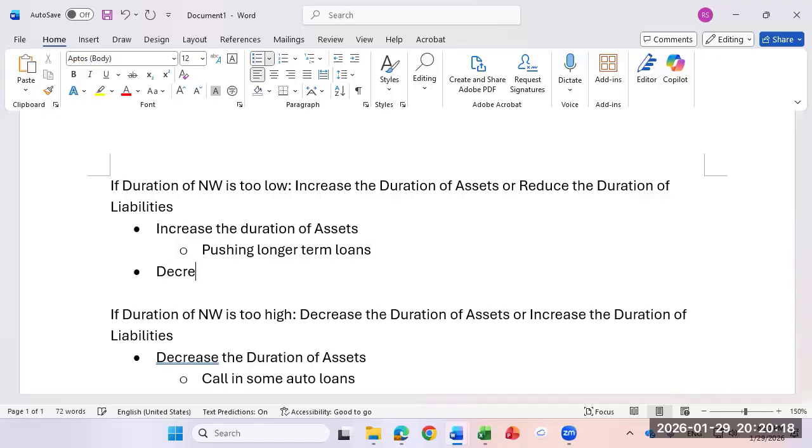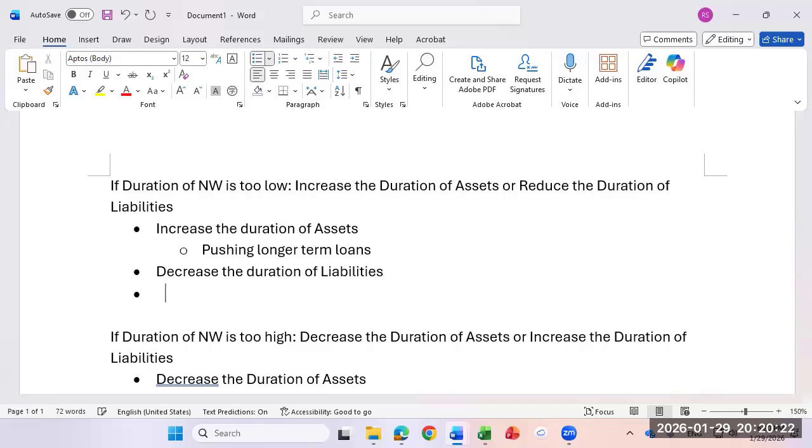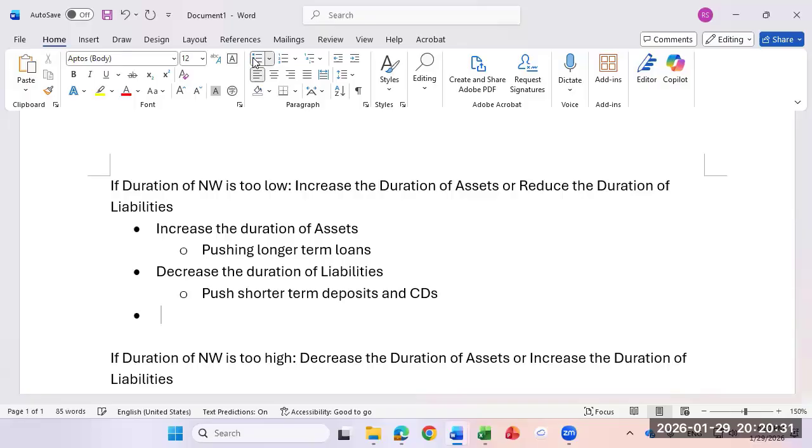You want to decrease the duration of liabilities. You would push shorter-term deposits and CDs. Or what's your third option? Magic. All right, so we'll be using magic in here. You could use those others.